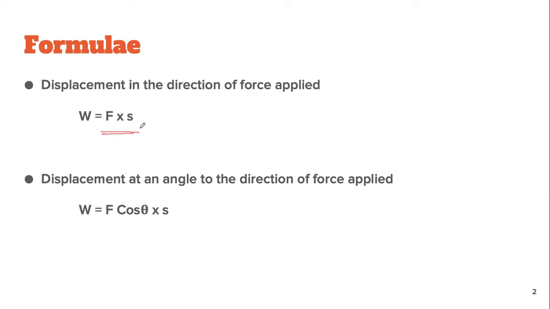But we also know that in real life, most of the times displacement is at an angle to the direction of the force applied. In such situations, using simple trigonometry, we know that we can calculate the work done as the product of F cos theta and the displacement. Here F cos theta is the component of the force in the direction of the displacement. Let us see what this means in different scenarios.